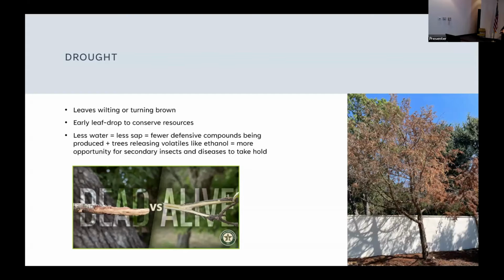Okay, the last question from the same individual says, should ball moss be removed from trees? I will talk about ball moss. Okay, good. Good questions.